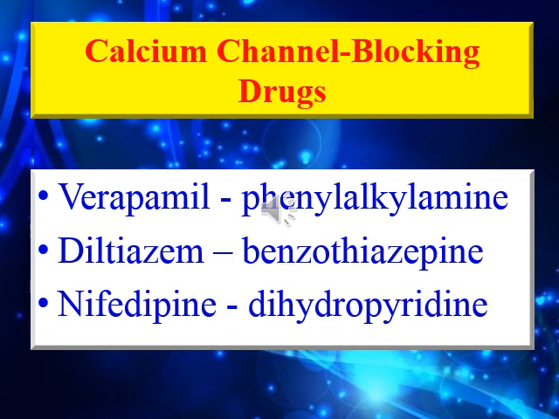The next pharmacological group of anti-anginal drugs is calcium channel blocking drugs. This group contains three main groups: phenylalkylamine, benzodiazepine, and dihydropyridine groups. These groups contain main representatives. The phenylalkylamine derivative is verapamil. The benzodiazepine derivative is diltiazem. And the dihydropyridine derivative is nifedipine.